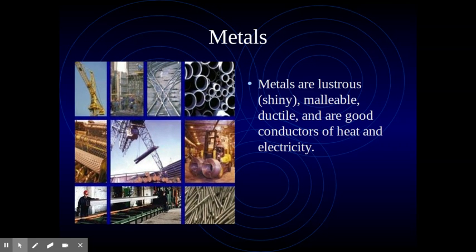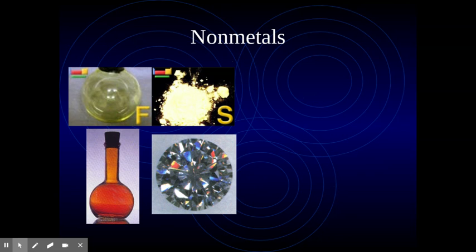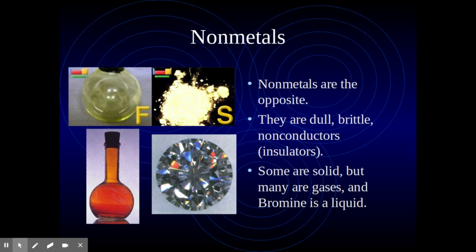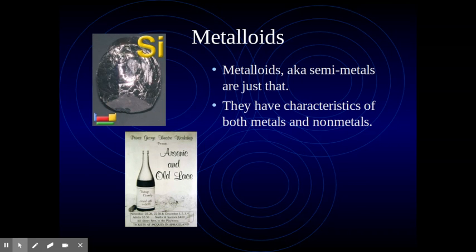Let's take a quick look at them here. Metals are lustrous, which means shiny, malleable, ductile, good conductors of heat and electricity, usually solids at room temperature. One exception to that, of course, was mercury we discussed. Nonmetals were the opposite: dull, brittle, not good conductors, which means insulators. And some are solid, but a lot of them are gases. Bromine's the only liquid.